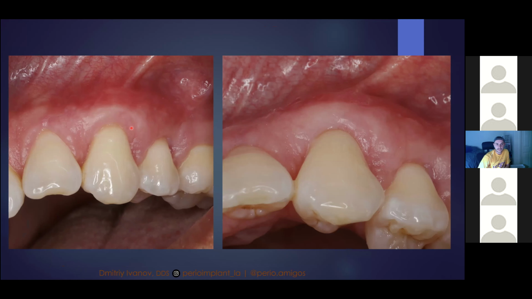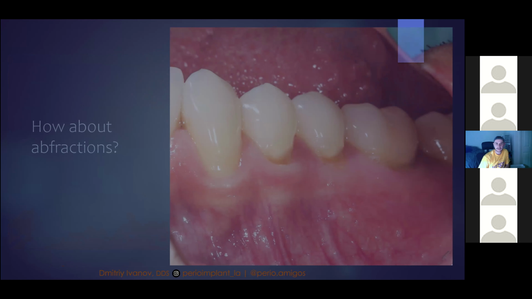The beauty of it is this is all new keratinized tissue. If you see the outline, this is probably the outline of the previous recession. This is where the gingival margin used to be. And this is all new gum, new keratinized tissue that was achieved with just using that autogenous tissue.